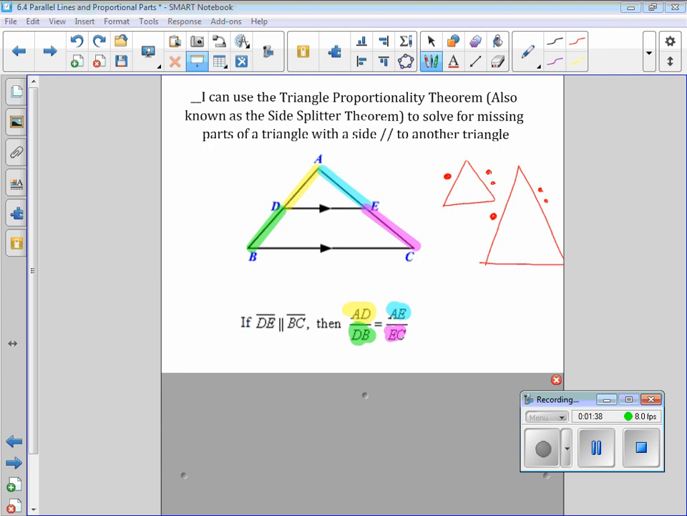But what this new theorem says is that I can just look at the individual pieces and write ratios between them. Okay, and it makes it much faster for us to get these problems done. So let's look at a couple examples to make sure you know what we're talking about.